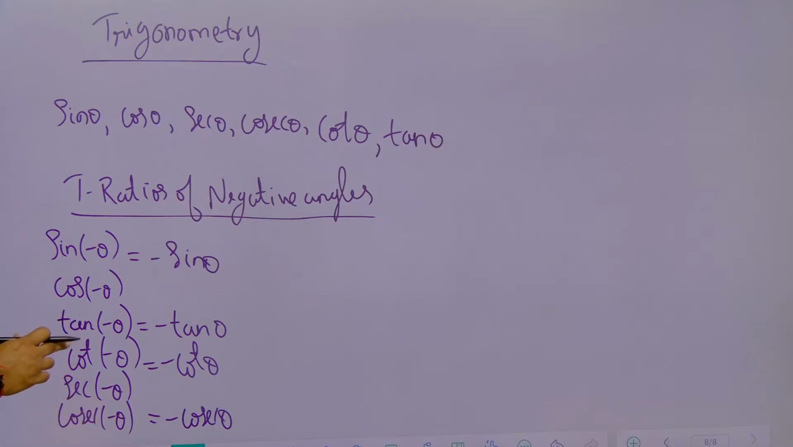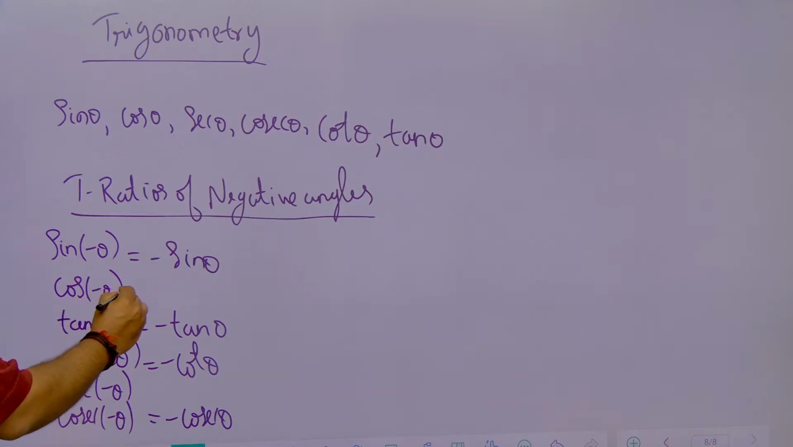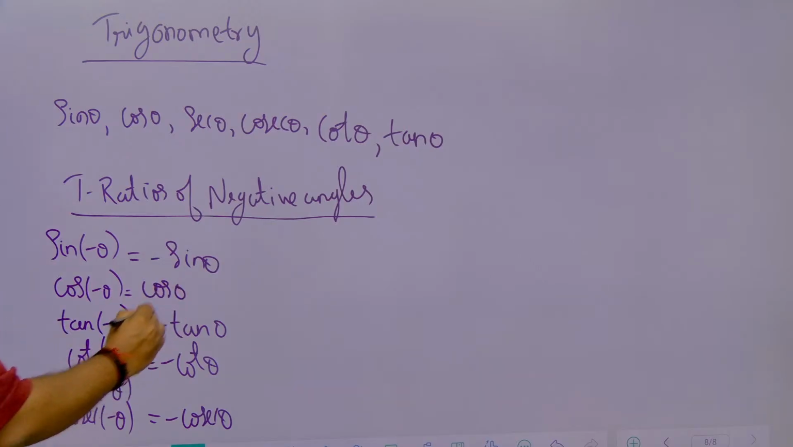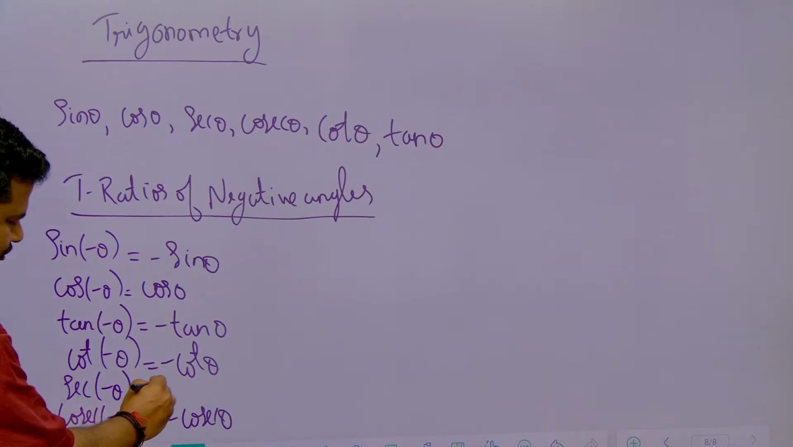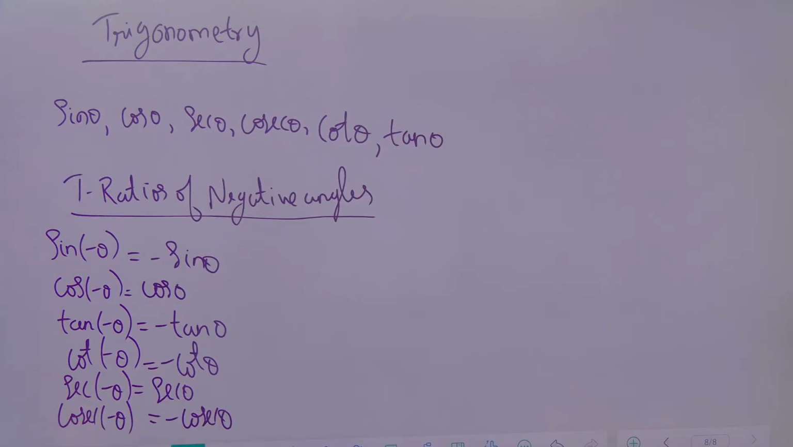But cos and its reciprocal, the reciprocal of cos is what? Secant. They both are like, they will absorb negativity inside only. They will not throw it outside. So cos of minus theta will become cos theta itself. Its reciprocal is secant. If cos is behaving one way, secant should also behave the same way. Secant of minus theta is secant theta only. Like this you have to remember.